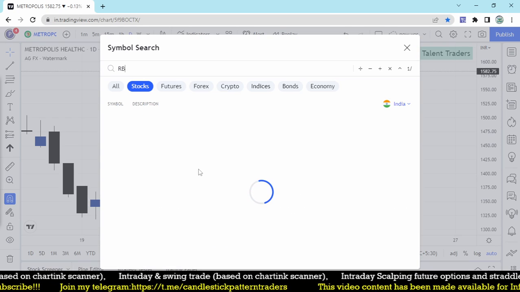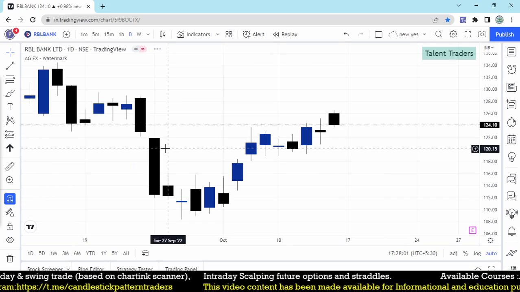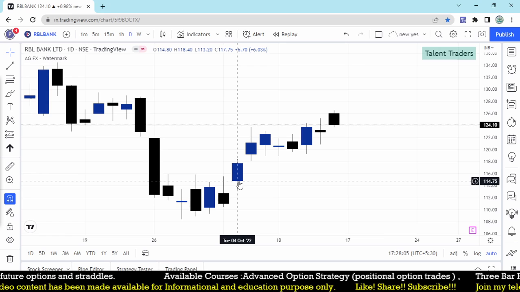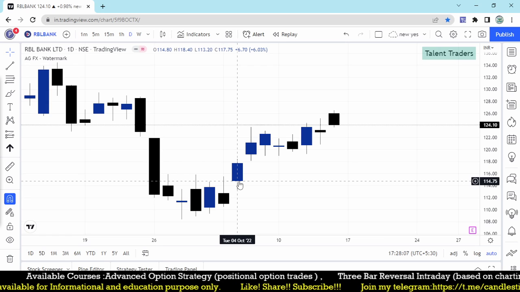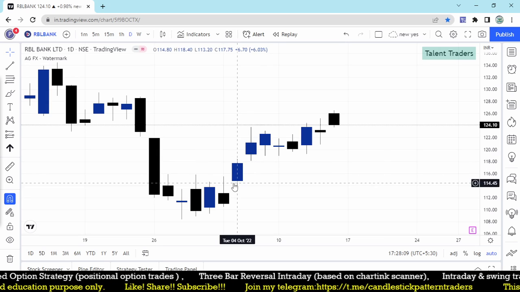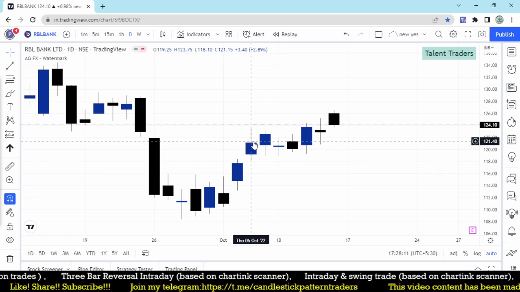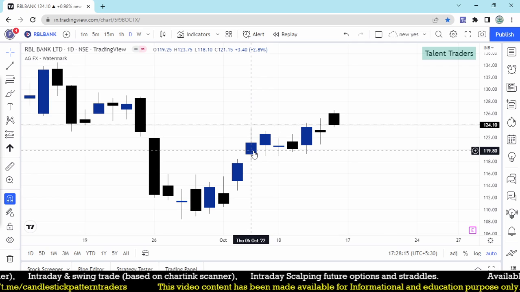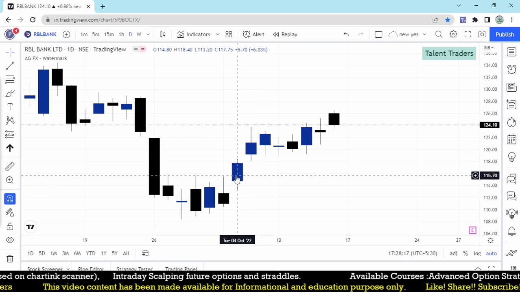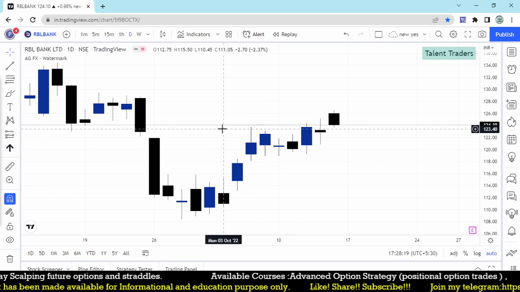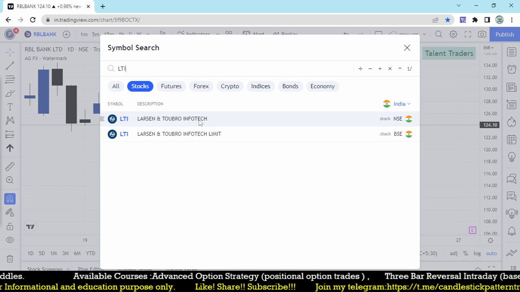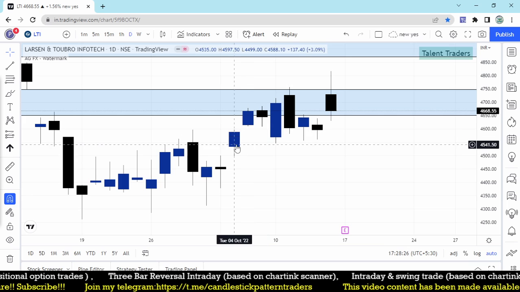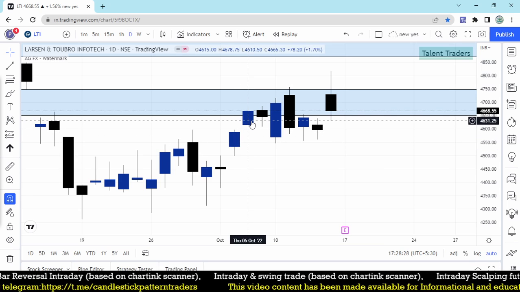First one is RBL Bank. All the stocks were scanned on 4th of this month. On the 4th, at closing 117, the next day it went up to 123.75, from 4th to 6th, just about 2 days. Next day it generated 2.89% in RBL Bank. The second one is LTI. The candle color doesn't matter here. On the 4th, and the next day it is almost 1.7% in L&T Infotech.